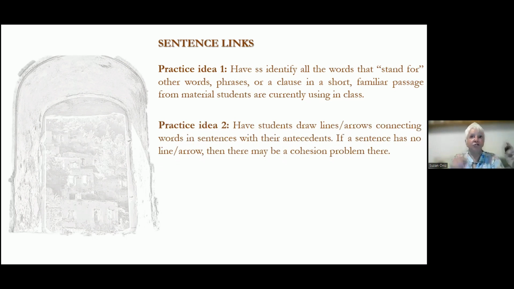So there should be lots and lots of arrows and lines going back and forward. And if there is a sentence with maybe one or no arrow, that means that sentence has a cohesion problem and it needs to be looked at. So there's something missing. It's kind of dangling in the middle of the paragraph.